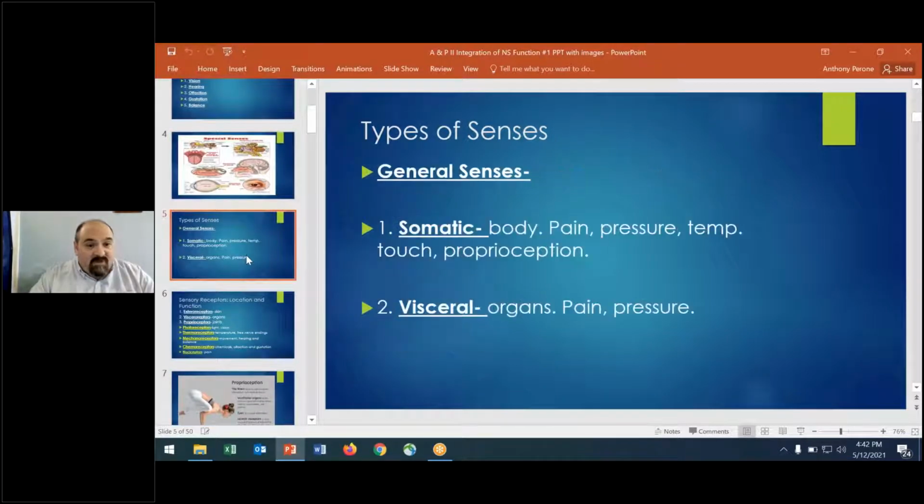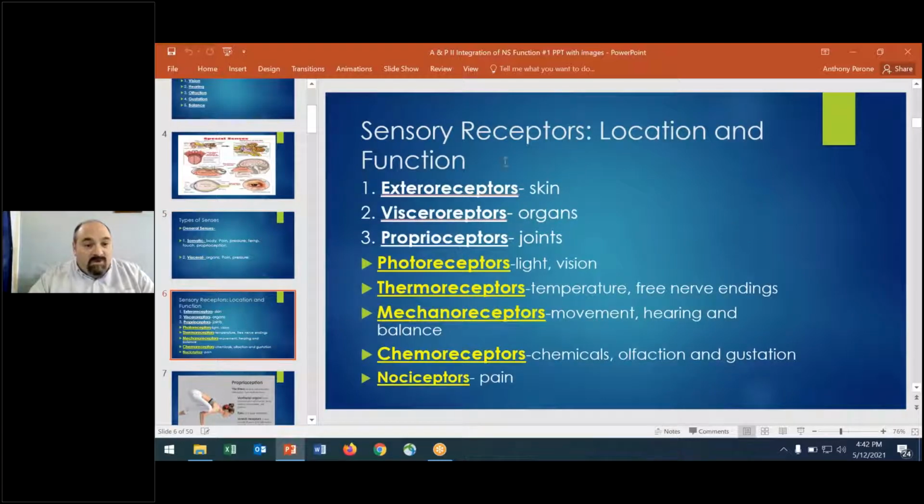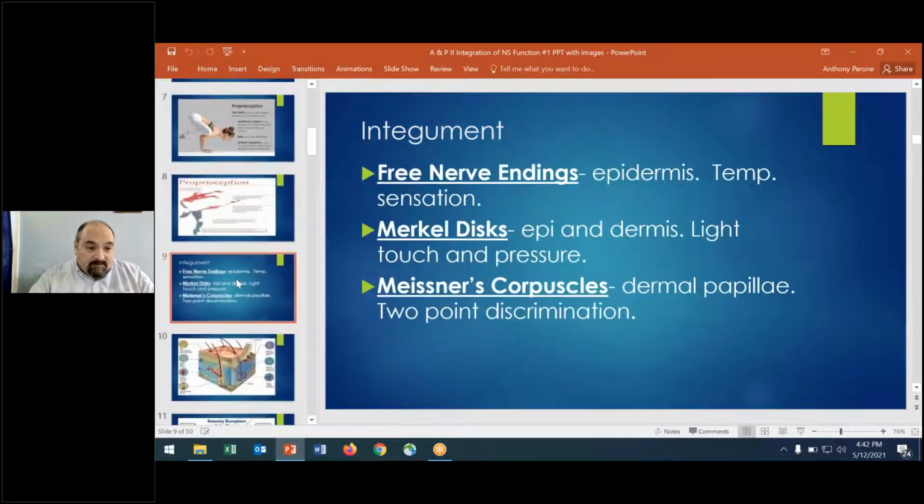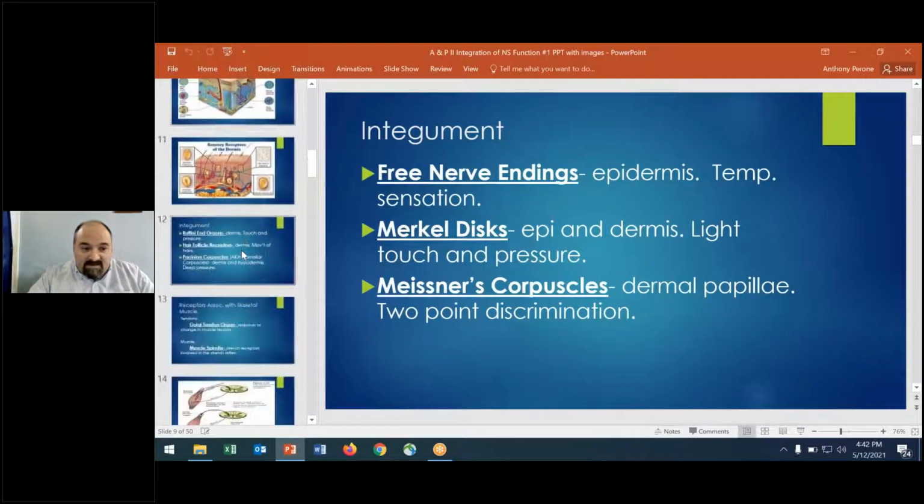You'll see here, as far as our general senses, what does somatic represent? What does visceral represent regarding your senses? This is important too, as far as the terminology on this page. You should know these terms, and you should know what they represent, okay? All right, let's move on.